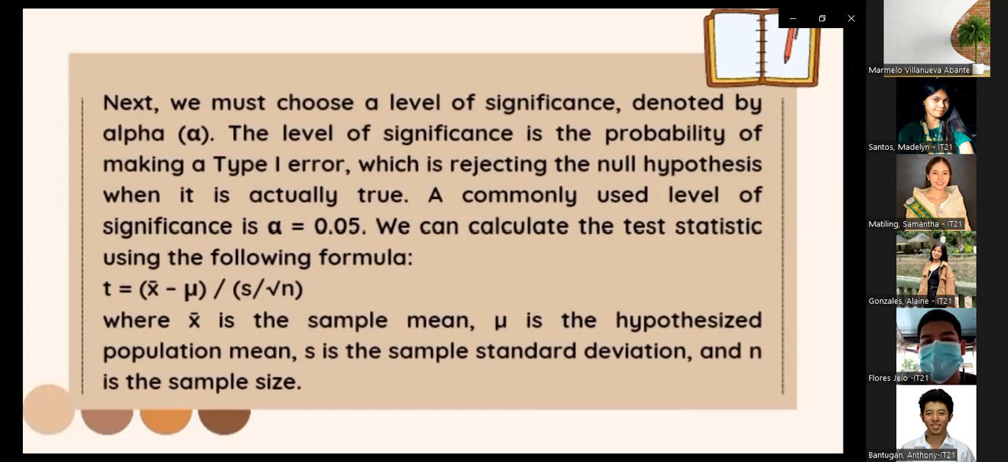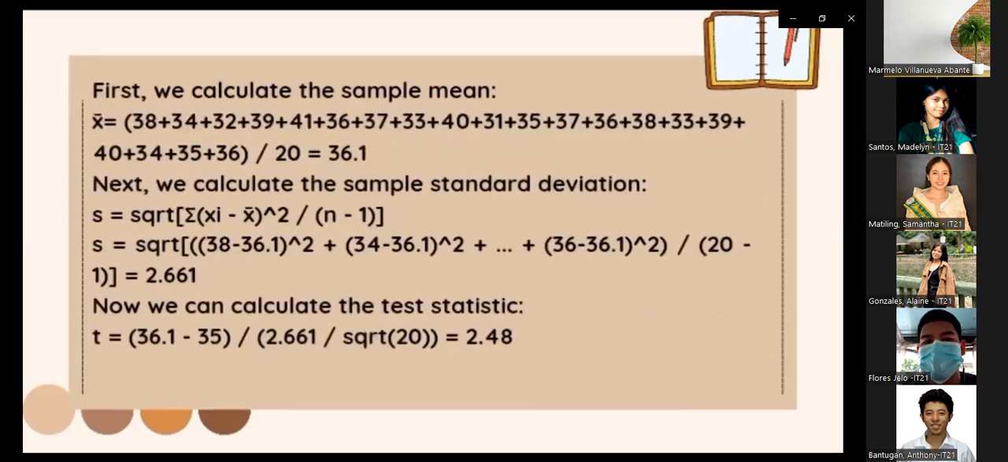We can calculate the test statistic using the following formula. T is equal to x bar minus mu over s divided by the square root of n, where x bar is the sample mean, mu is the hypothesized population mean, s is the sample standard deviation, and n is the sample size. First, we calculate the sample mean.